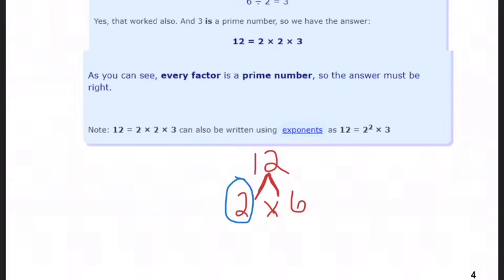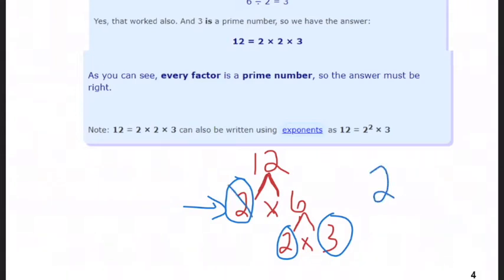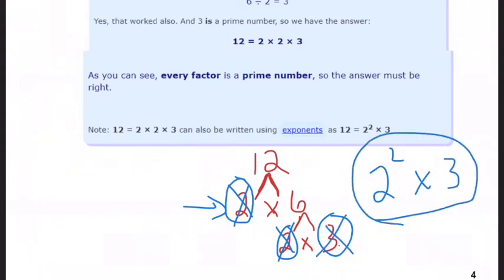Then I look at 6 and I break apart 6. 6 is 2 times 3, and I circle each one. Okay, so now I look, and I can't get any further. So these are the prime factors. So when you write it, you always write the smallest number first. So the smallest number is 2. I have 2 2s, so I put a square over the 2. If I had 3 2s, I would cube it. I would put a 3. Times, then I have the 3 left over. So these are the prime factors of 12.